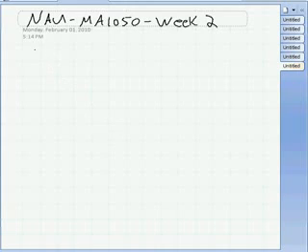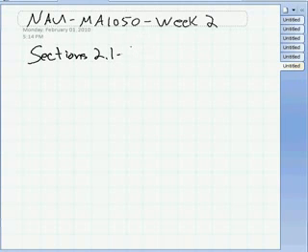We're going to be looking this week at sections 2.1 and 2.2. So if you want to follow along, we're going to work some of the problems from the Dugopolsky textbook. We'll start on page 93.